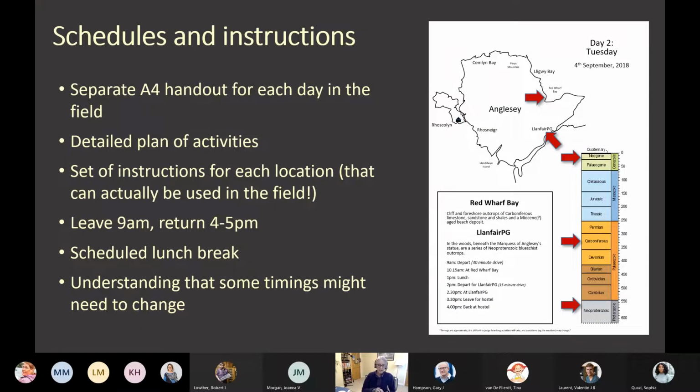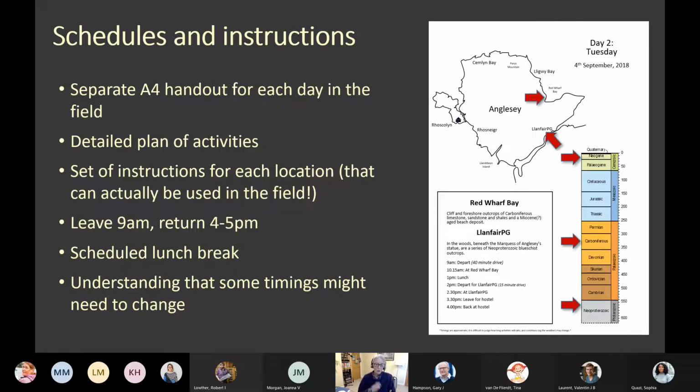Again, we wanted to find out about the students' prior experiences and how this was shaping their expectations. So one of the things that Jackie did was she spoke independently to each of our participants to find out about their expectations and what had worked for them on previous field trips and maybe what hadn't worked so well. And from these conversations, what emerged was that a clear schedule for each day and detailed instructions about what was going to take place in the field were really important.